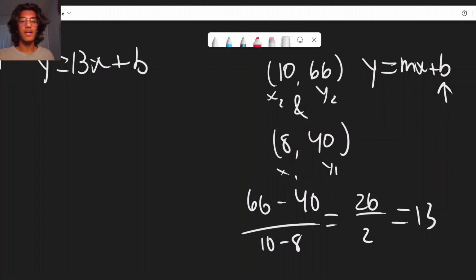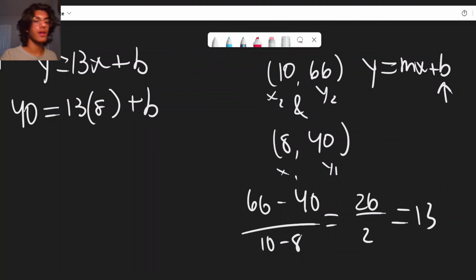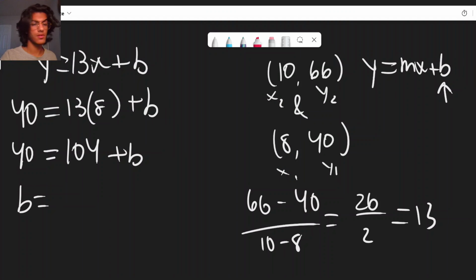So now what we would do is we would pick one of these numbers. It doesn't matter which one you choose. I'll choose 8 and 40. So 40 is the outcome, right? So we're going to put 40 on the left side of the equal sign, equals 13 times 8 plus b. Okay, now we got 40 equals, what is 13 times 8? That'll be 104. 104 plus b. Great. Now we subtract 104 from both sides to get b equal to negative 64. So negative 64 is our answer right there.